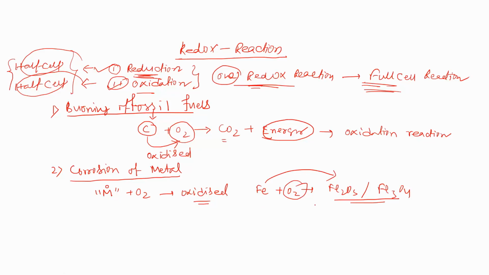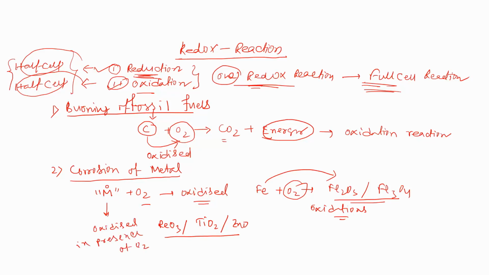So these are the oxidation reactions which are happening in our nature continuously. These are the oxidized forms of the metal. Like that we can write other oxidized forms of the metal, like rhenium, like TiO2, like zinc oxide. These are the oxidized forms of the metal which could be formed in the presence of oxygen. Here the metal is oxidized in the presence of oxygen. Fe is oxidizing in the presence of oxygen and it is forming Fe2O3, Fe3O4. So these are the oxidation reactions which are happening in our nature continuously.